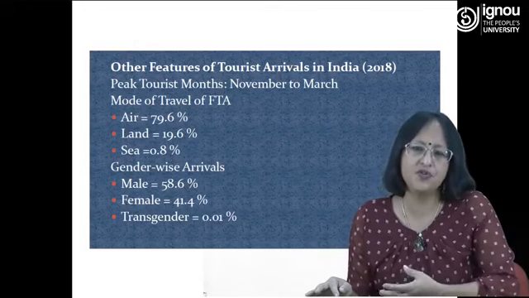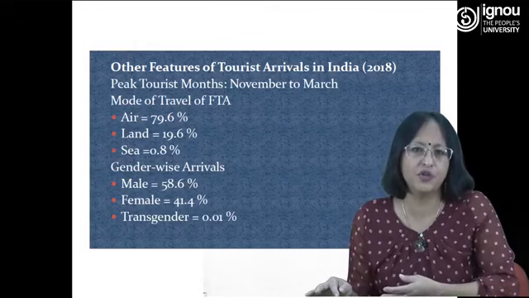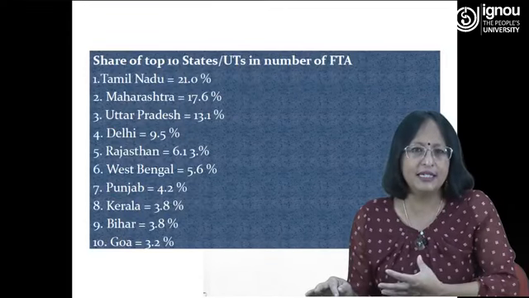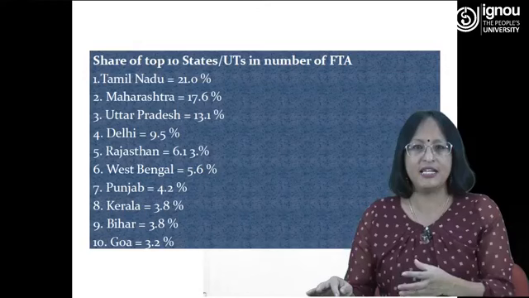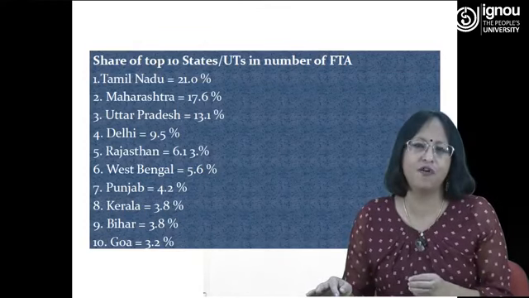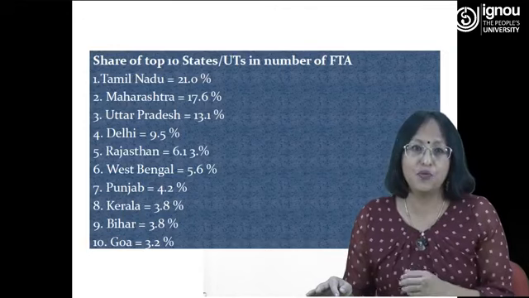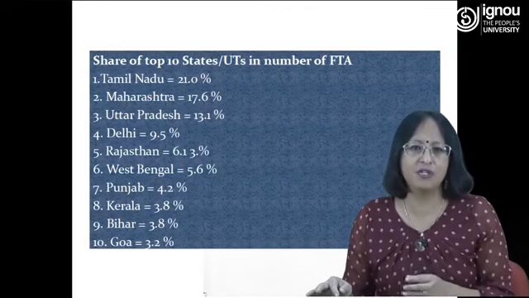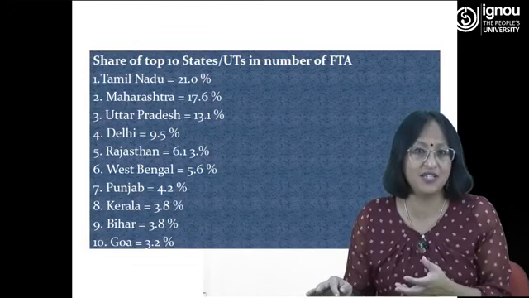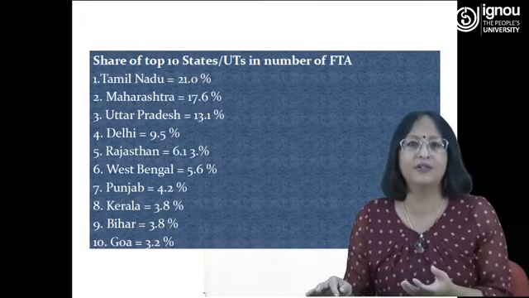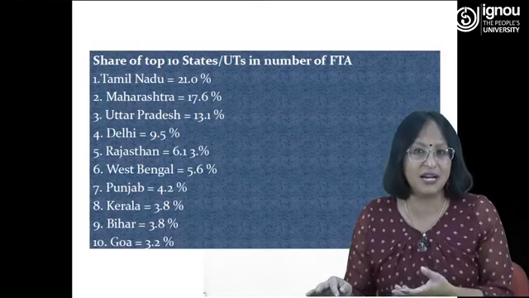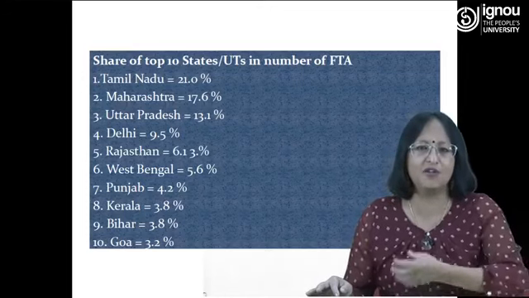And transgender was also recorded 0.01%. Now, if you look at the states, the top state which receives foreign tourist arrivals, surprisingly, everybody talks about Goa, everybody talks about Delhi, everybody talks about Rajasthan, but Tamil Nadu has got the maximum number of foreign tourist arrivals when it comes to the Indian context.